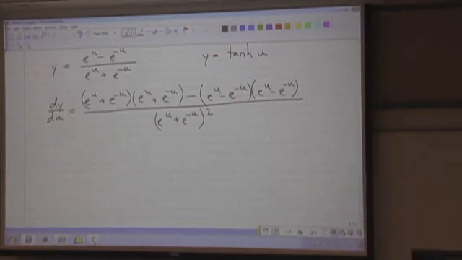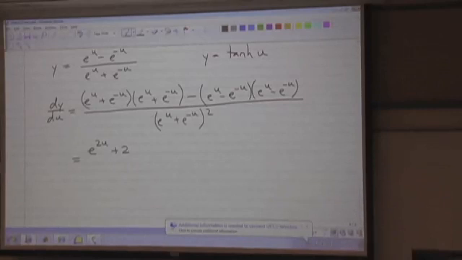Do you want the long version or the short version? Short? Actually, no. We're going to be learning the short version. The short version is just that the numerator is 4. So I'm guessing the long. We have e to the 2u plus 2 times... Can you tell me what e to the minus u times e to the u is? Just 1, right? So we just get 2.